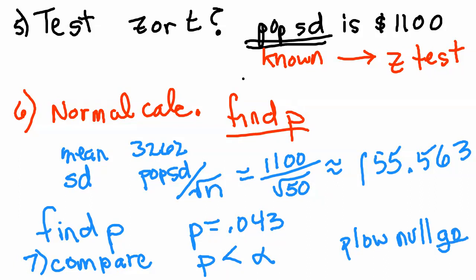I just remember that little rhyme. It's easier to remember. If P is low, the null goes. If P is high, the null flies, which means it stays. But our P is low. It's less than 5%. So when P is low, the null goes, and that tells us that we reject the null.